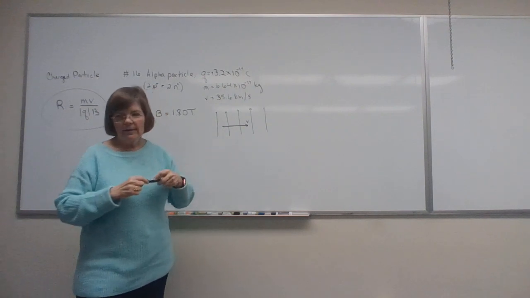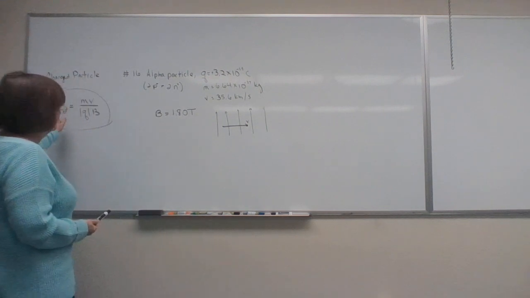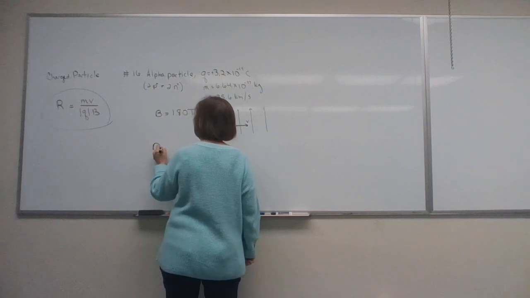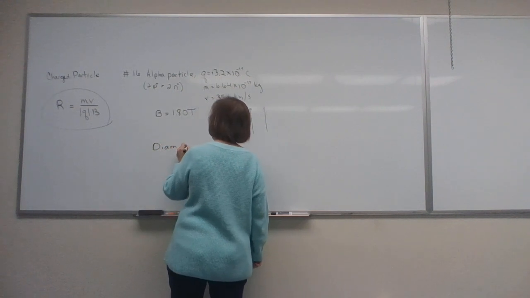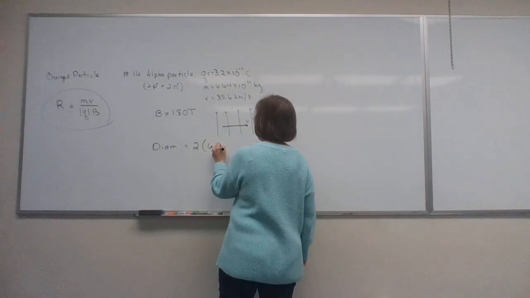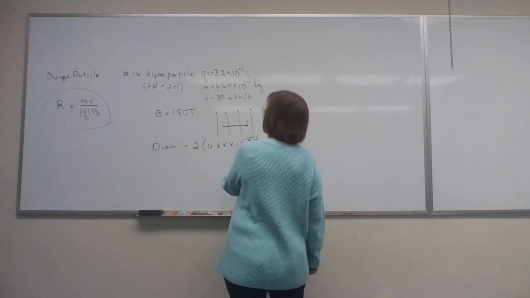All right, let's see what they asked me to find. What is the diameter of the path followed by this alpha particle? First off, they just want the diameter. Well, the diameter is just twice the radius. So the diameter is going to be 2 times the radius, so 2 times mass times the velocity.